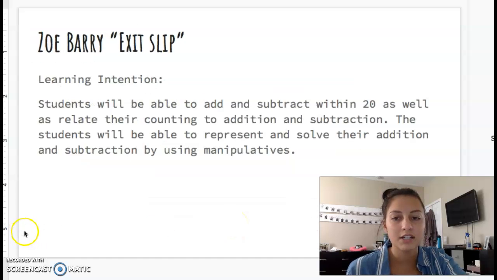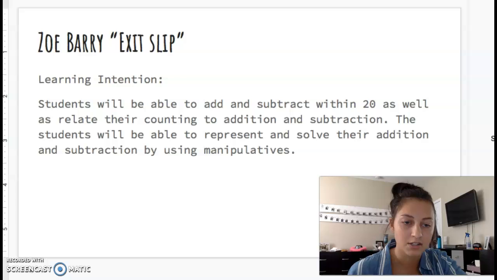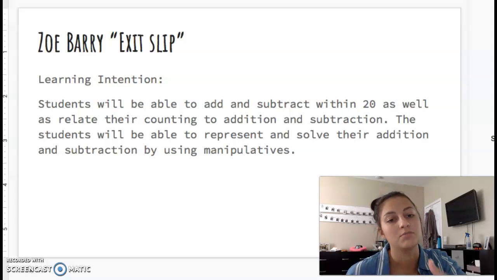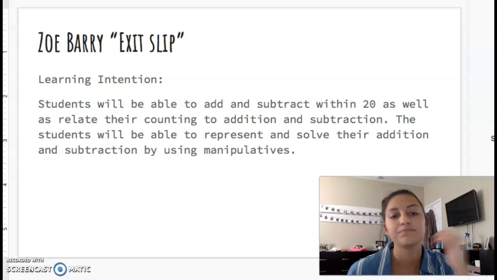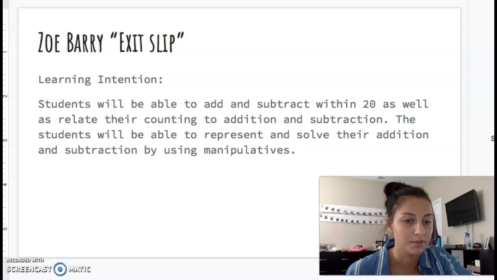So my learning intention is that the students will be able to add and subtract within 20 as well as relate their counting to addition and subtraction. So when they have their objects and they're counting them, they start to learn to count on, and they relate their addition and subtraction with counting. The students will be able to represent and solve their addition and subtraction using manipulatives.